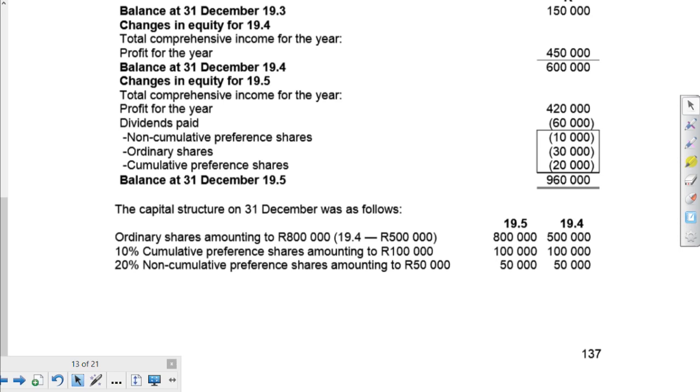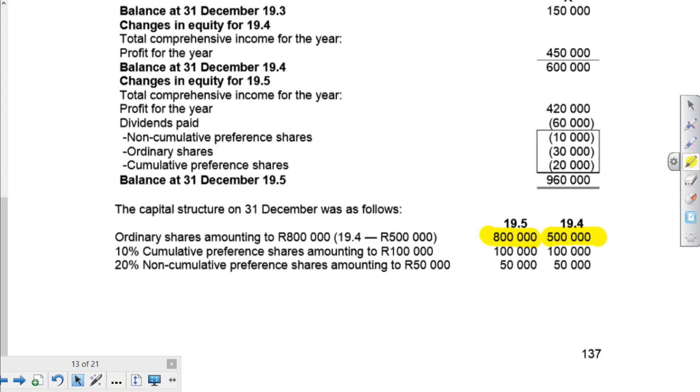We have a capital structure, ordinary shares, and we have a movement. You can see a movement in ordinary shares. Ordinary shares started at 500,000 shares, ended on 800,000 shares. Don't worry about the prefs. They're not participating prefs. I just want you to work out weighted average number of shares.